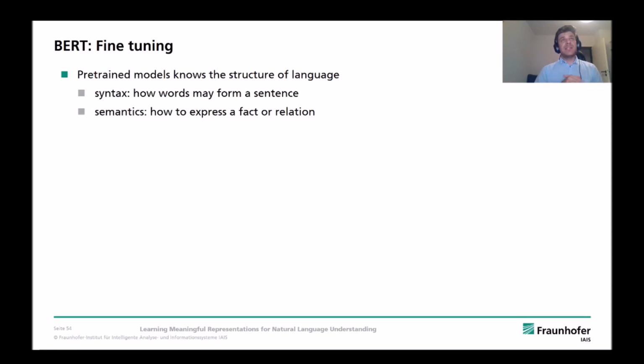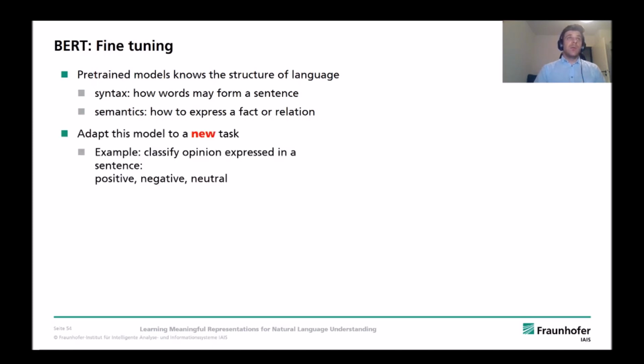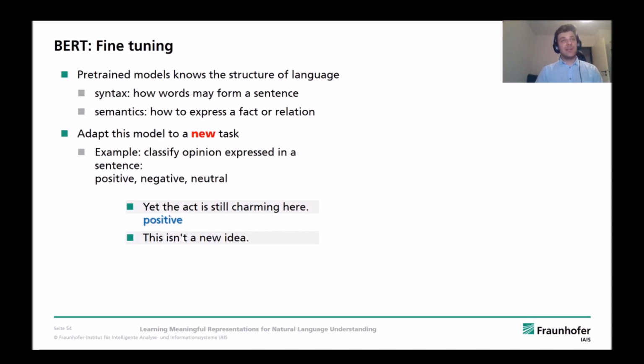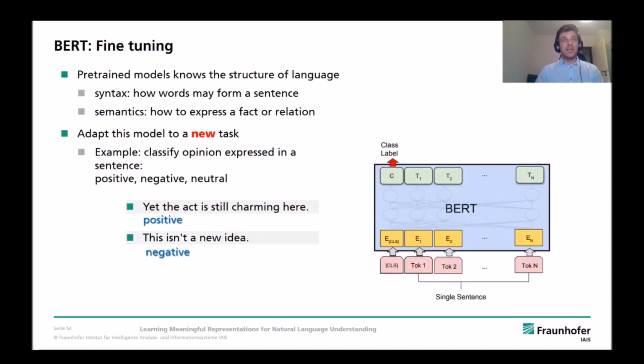Pre-trained models contain the structure of language, so they know the syntax and the semantics of the language. We want to adapt these models now to perform certain tasks, for example, sentiment detection in a review. We want to see whether a review is positive, negative, or neutral. So if you have the sentence, "Yet the act is still charming here," this is positive. "This isn't a new idea" is rather negative.